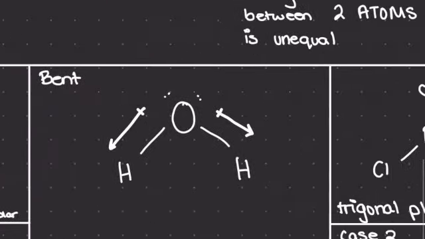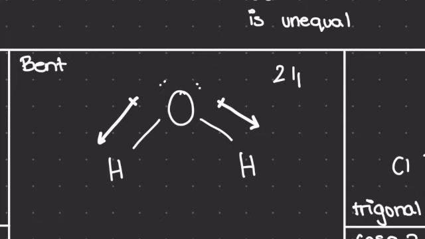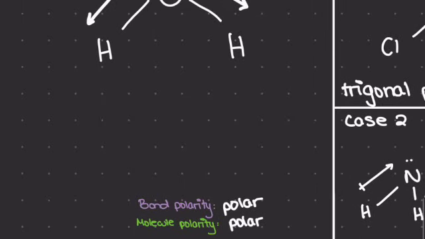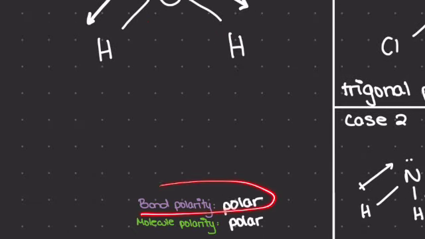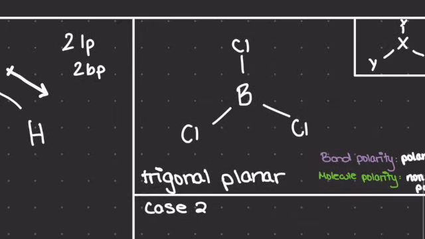Now if you go to my bent case, that's when I have two lone pairs and two bonding pairs. We have to take into consideration the fact that lone pairs cause a great off-balance in dipole moment. So here we have these two, and then I have my two lone pairs. In the case of bent, the molecule is always going to be polar. And for my bond polarity, as you can see, there is a difference in electronegativity. Therefore, my bond is also polar. So these are for the first three cases.